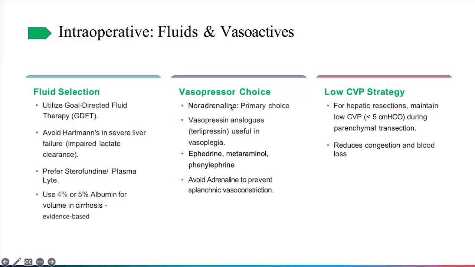Noradrenaline is the primary vasopressor choice. You can use vasopressin or terlipressin. Ephedrine, metaraminol, phenylephrine all can be used, but you have to be mindful about using metaraminol or phenylephrine in a patient who is already bradycardic because both these drugs can cause bradycardia. Adrenaline should be avoided because adrenaline can cause splanchnic vasoconstriction, reducing the hepatic blood flow. So CVP monitoring and low CVP strategies for liver resections.